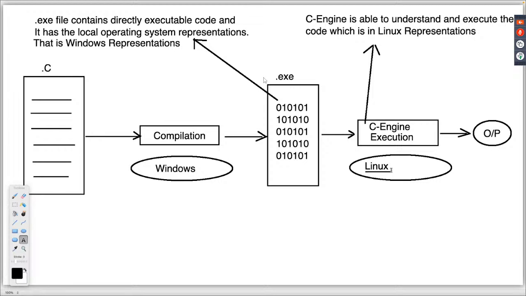Once again, I'm telling you, observe carefully. The C engine was installed on top of Linux, so it can understand and execute the code which is in Linux representations. Clear? Now understand it?